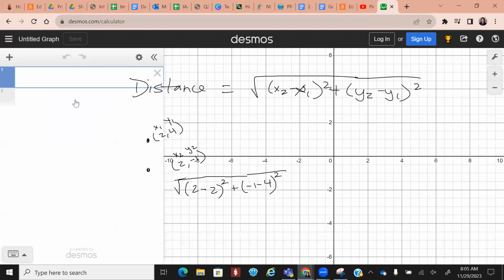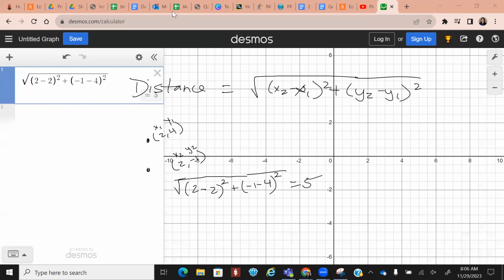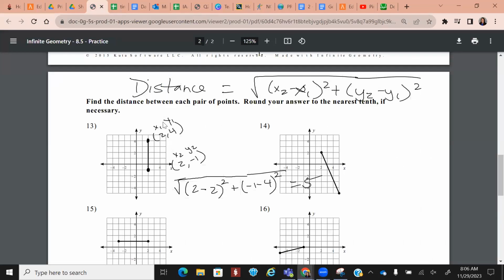But when you type this into Desmos, you also want to use all of those parentheses. So we got 2 minus 2 squared. And we're staying underneath the radical. -1 minus 4 squared. And what number did that give me? That gave me 5. And think about it this way. Since this is a vertical line, look at the distance. Is that 5 units away? Yeah. Yes.